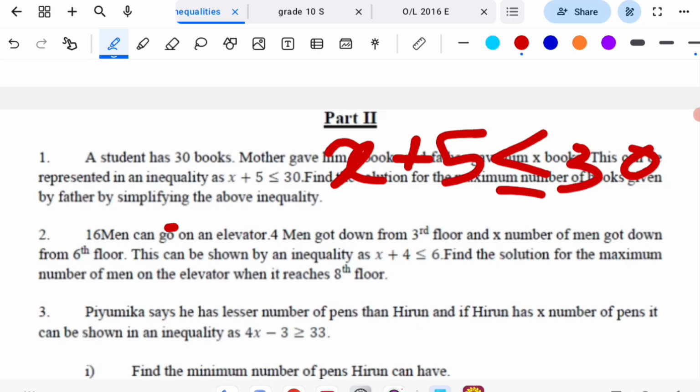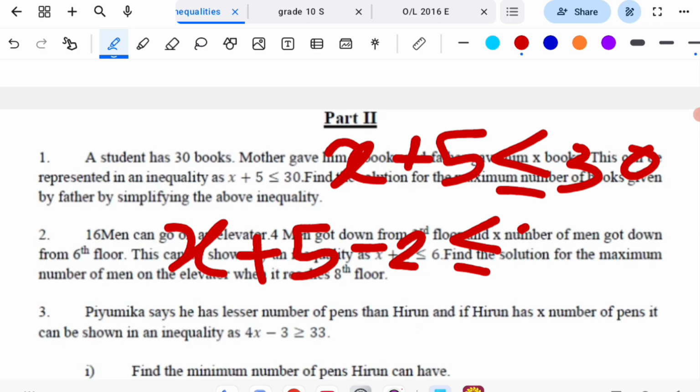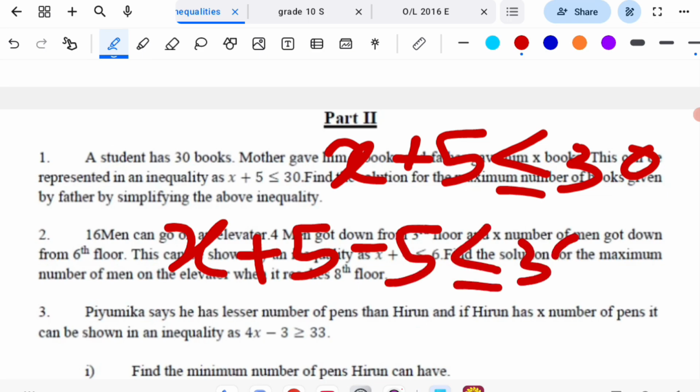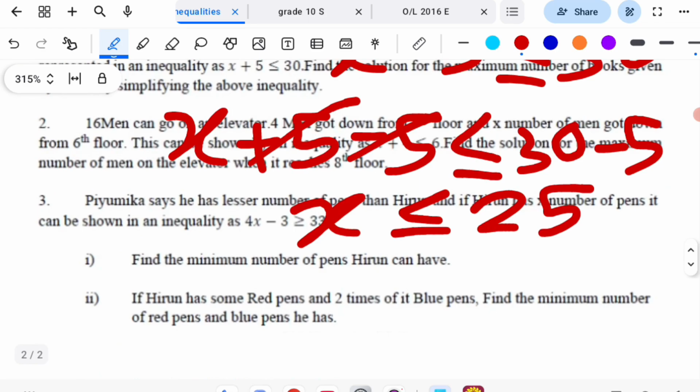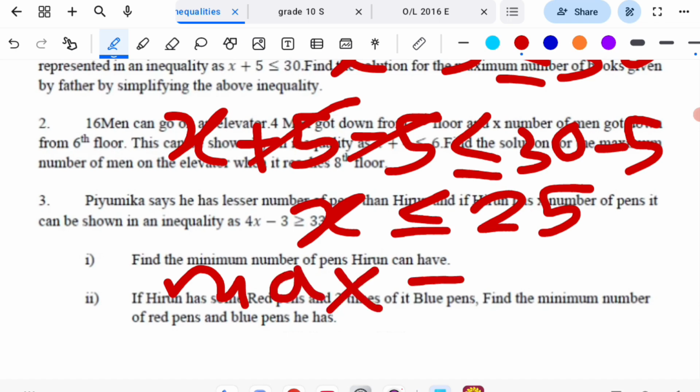Then we can remove plus 5 on the left hand side by putting minus 5 on both sides. Minus, not minus 2, it is minus 5. x less than or equals 25. We have to find the maximum value. Maximum value x could be 25. Then maximum value is 25.